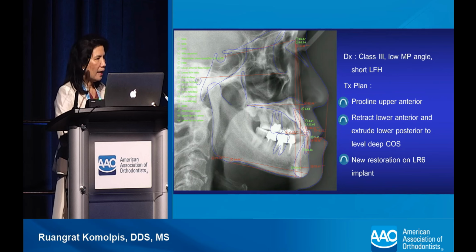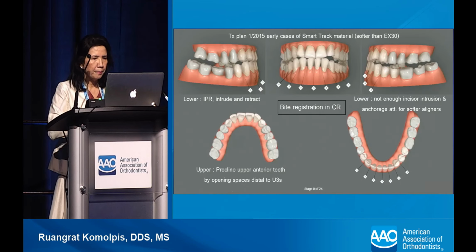I plan to procline upper incisors. We can retract lower anterior and extrude the lower posterior to level curve of Spee, and then we'll have new restoration on the lower right 6 implants because after the extrusion, this implant will be below the occlusion. And this is his plan.